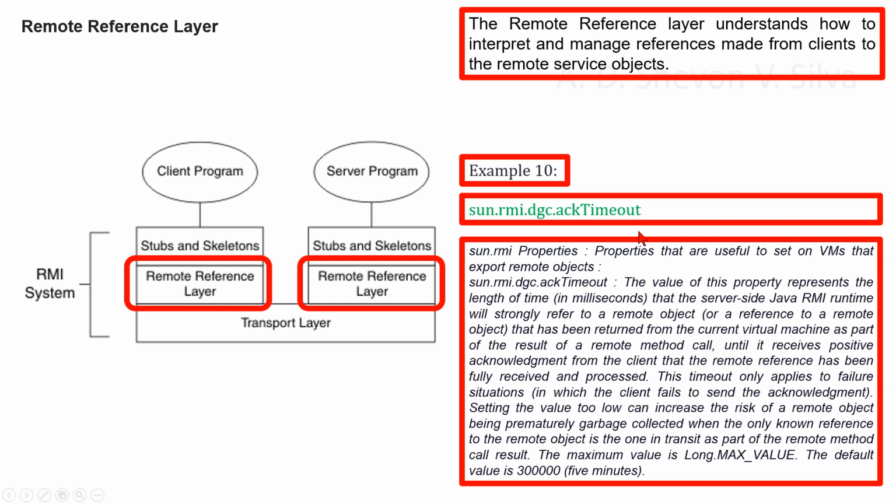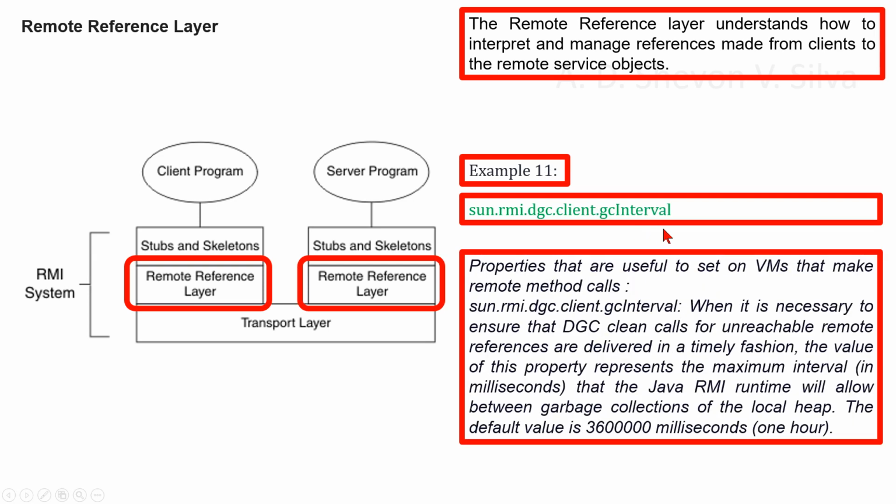Setting the value too low can increase the risk of a remote object being prematurely garbage collected when the only known reference to a remote object is the one in transit as part of the remote method call result. The maximum value is Long.MAX_VALUE. The default value is 300,000, 5 minutes.